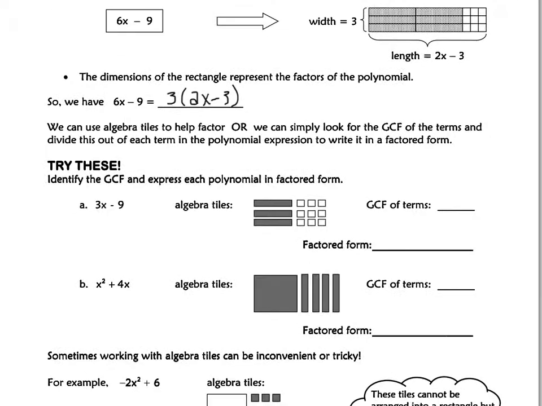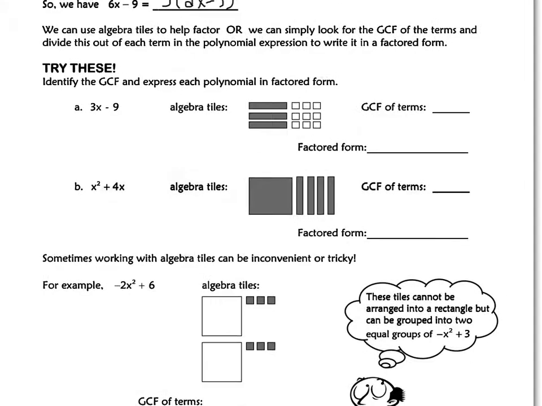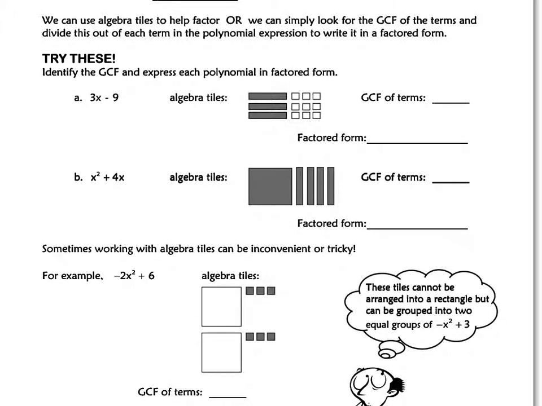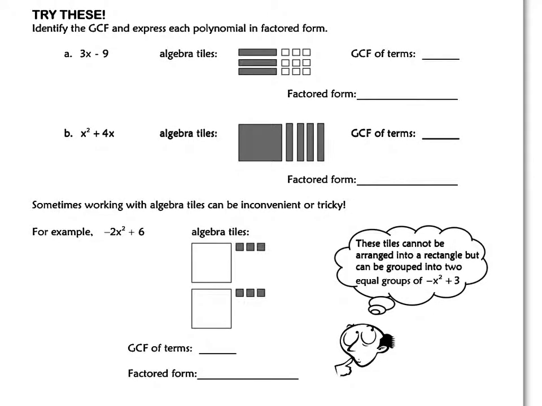And algebra tiles aren't always easy to have on hand, so we will learn how to do it algebraically and just demonstrate a few examples with algebra tiles as well. So the first one, we have 3x minus 9, so that would mean we need 3 shaded rectangle tiles and 9 small square white tiles. And when we arrange those, we can form a rectangle as shown in the diagram here.